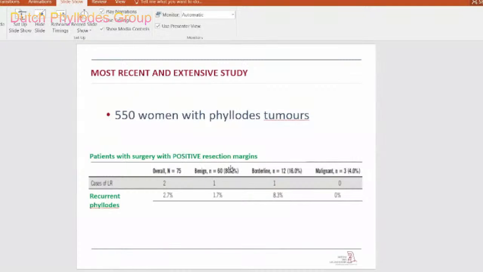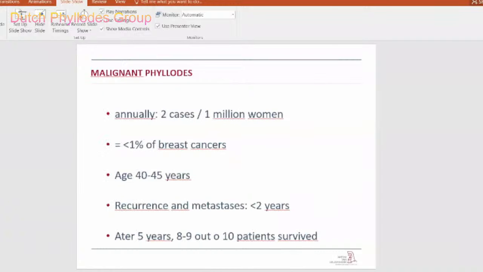And what you see here is even in those 60 patients who had a positive resection margin, the recurrence rate was very low at 1.7%. And the same low percentages are seen for the borderline and the malignant patients. Although it must be noted that there were only 3 patients with positive resection margins in the malignant phyllodes group.